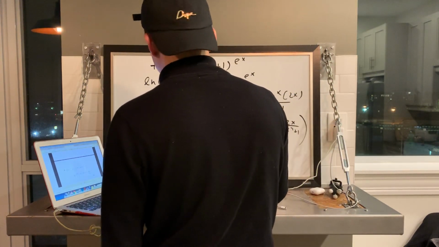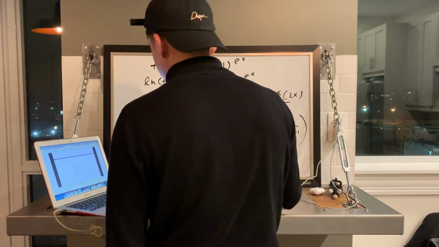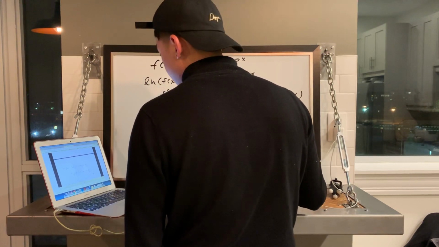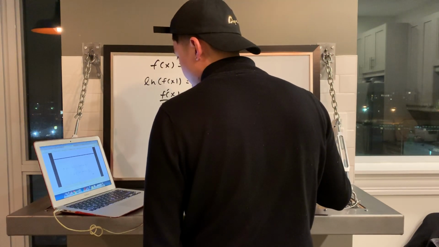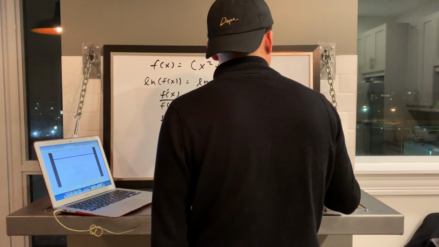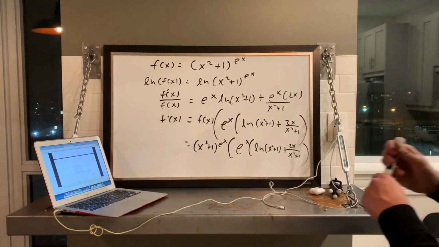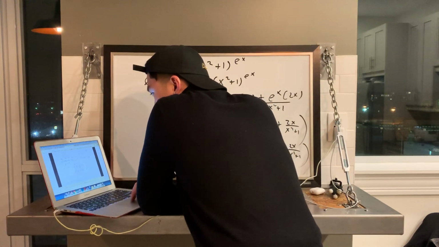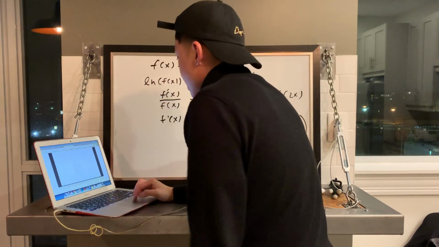So then you get x squared plus 1 to the e to the x times e to the x ln of x squared plus 1 plus 2x over x squared plus 1. Nice. So that would be that piece right there. That basically wraps it up with logarithmic differentiation. Sweet. All right, cool.